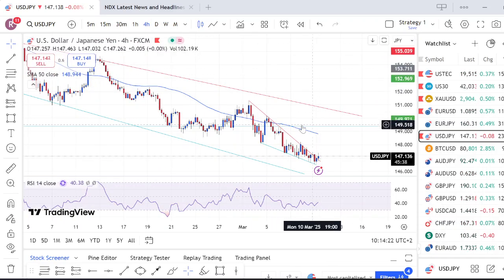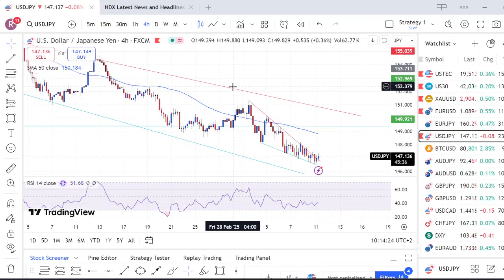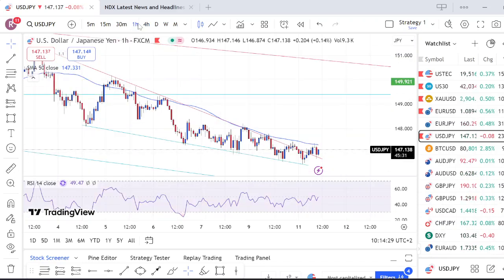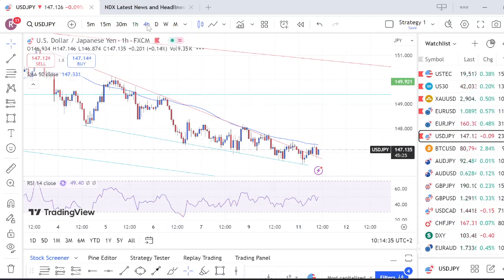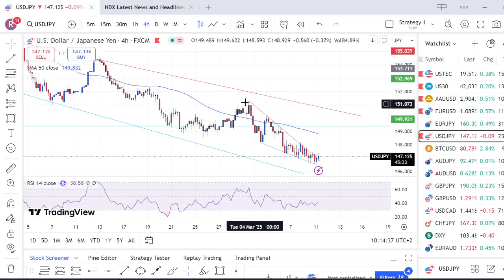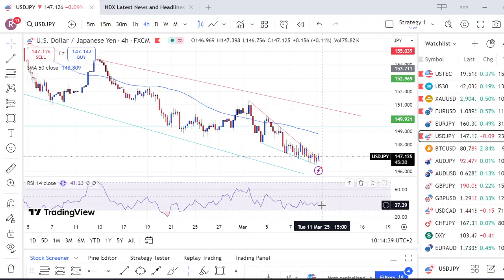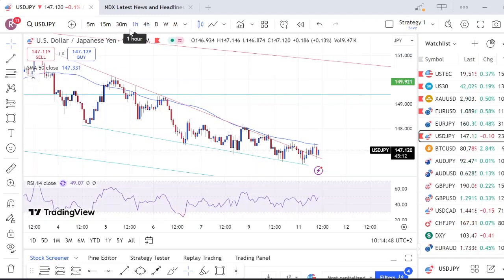USD JPY trading in a falling bullish wedge. So what can we see here? Price very much looks like it's in a consolidative phase on the 1 hour time frame. On the 4 hour time frame, very much bearish. We can see bearish signs in the fact that it's below 50 on the RSI and trading below the 50 moving average. On the 1 hour time frame, also trading below the 50 moving average, but is undecided on the RSI.